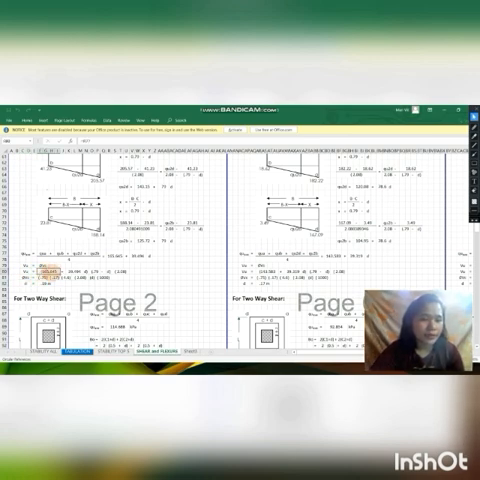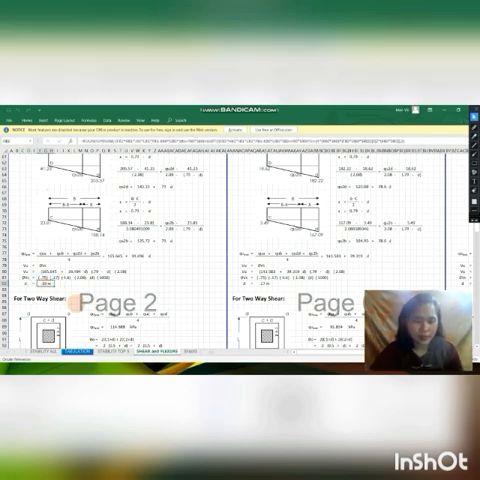So again, substituting the values here for the formula of VU and VBC and equating them, we will be getting the value of our D is equal to 0.19 meters.